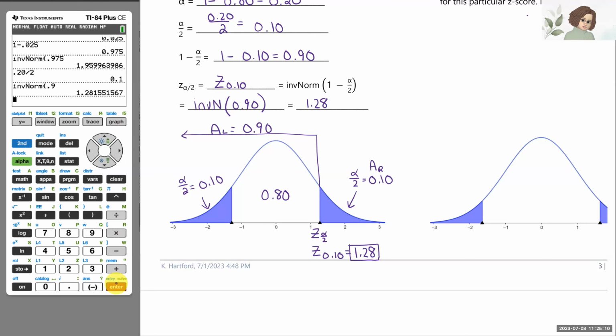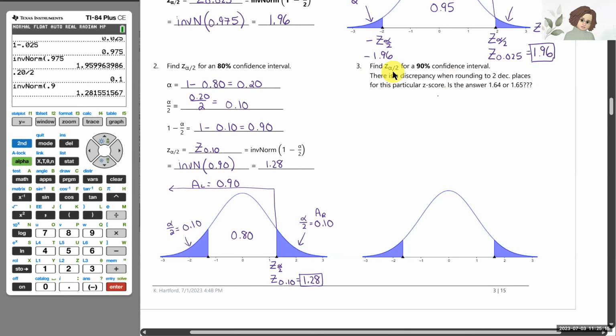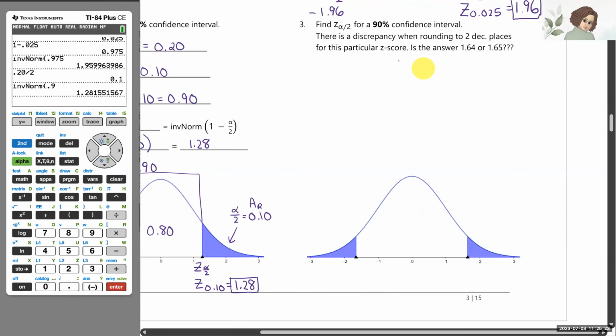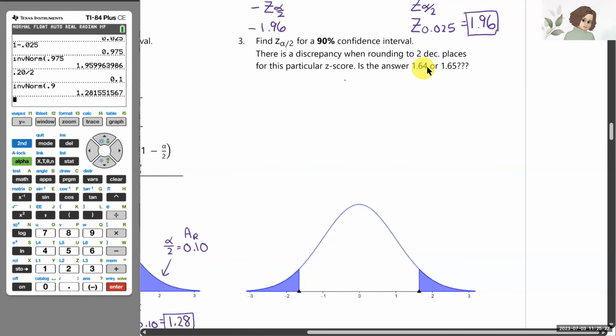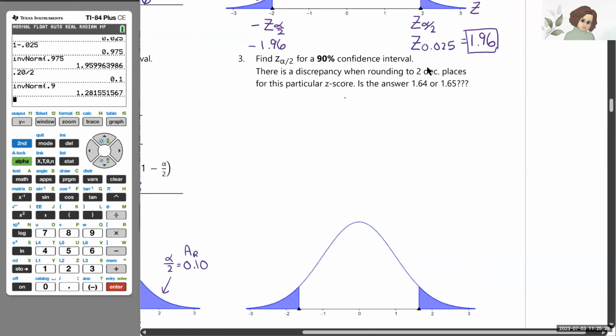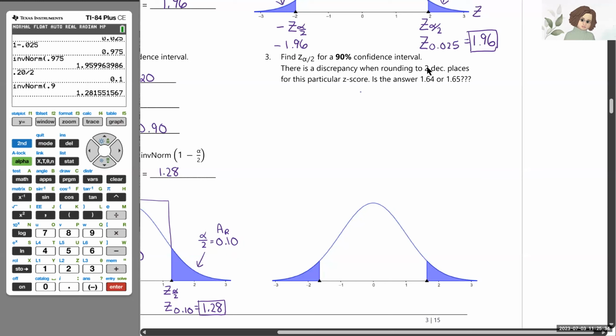So we're going to do one more. We're going to look for z alpha over 2 for a 90% confidence interval. And I'm going to call this one a rounding discrepancy case, which we'll talk about here as we step through it. Okay, all right, so let me write down all the notation here as well.